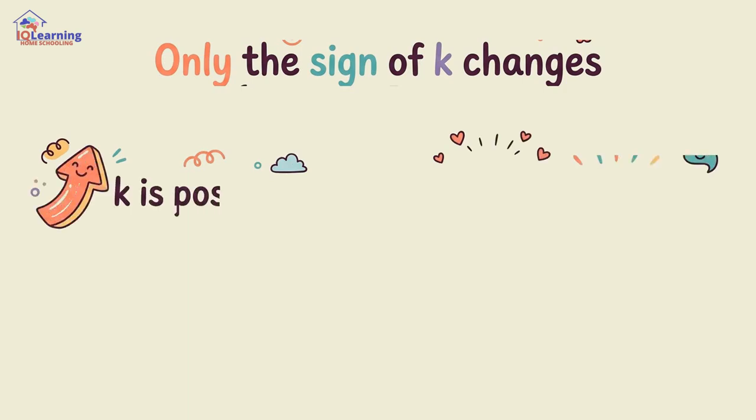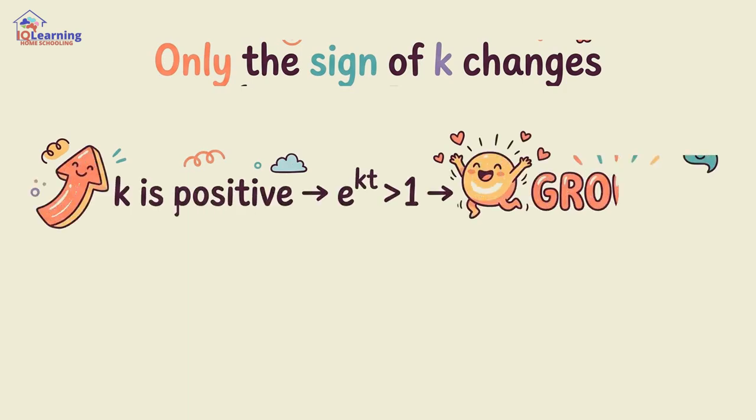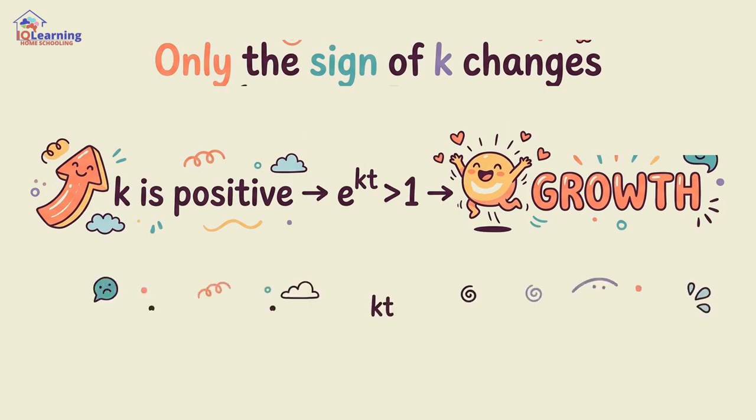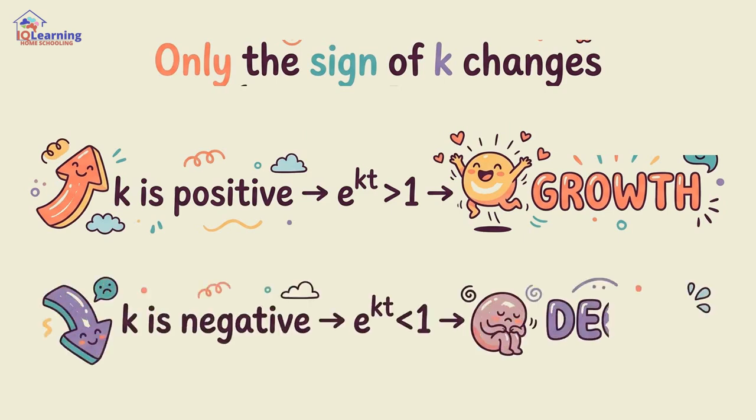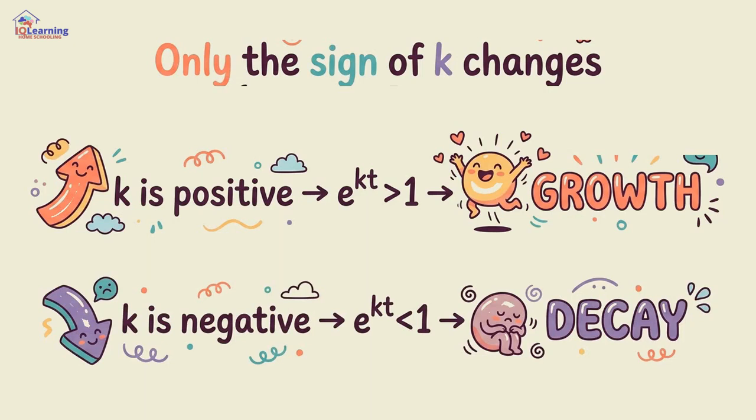If K is positive, the exponent kt is positive, so e to the kt is bigger than 1. Multiplying by something bigger than 1 causes growth. If K is negative, e to the kt becomes a number between 0 and 1. Multiplying by that causes decay.